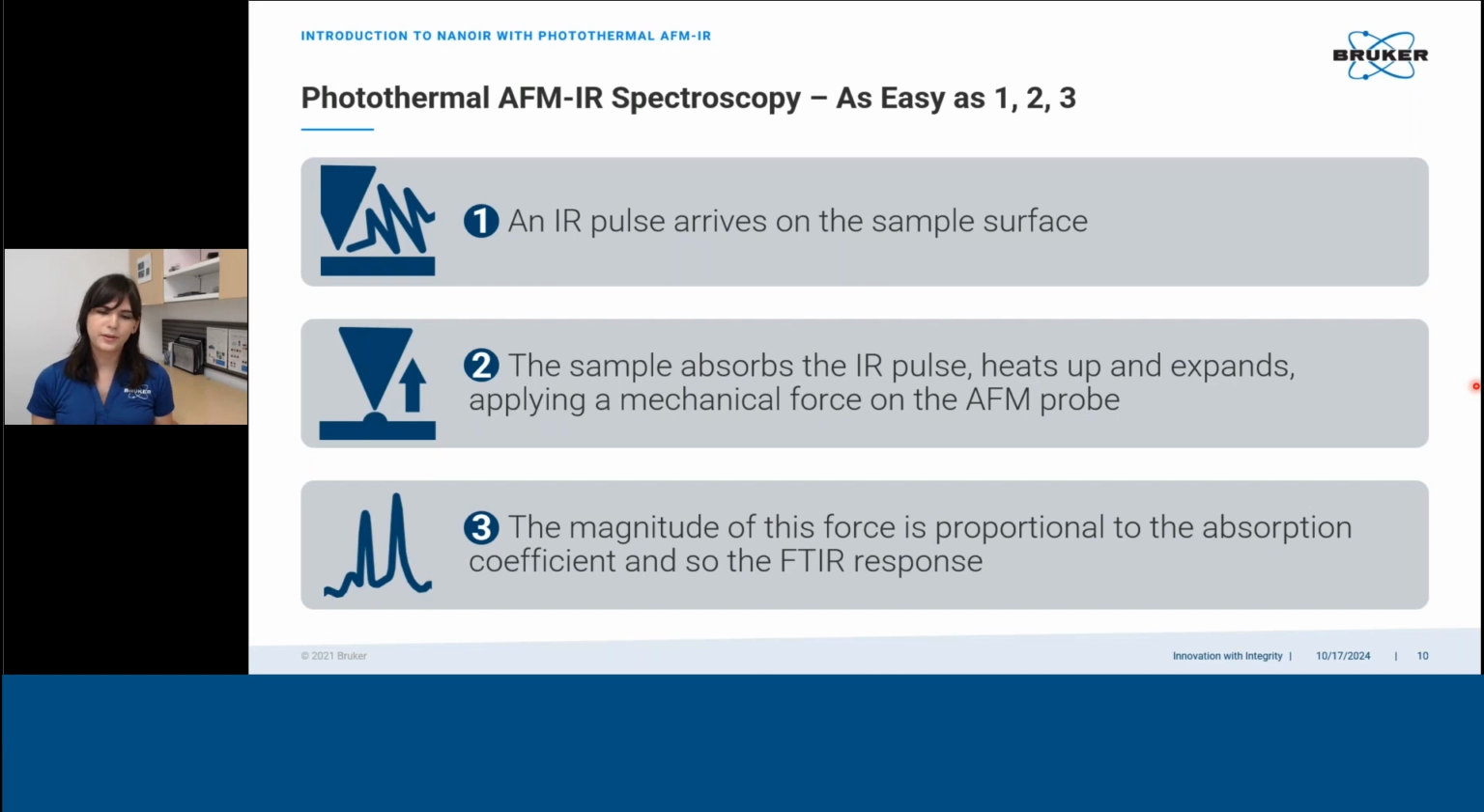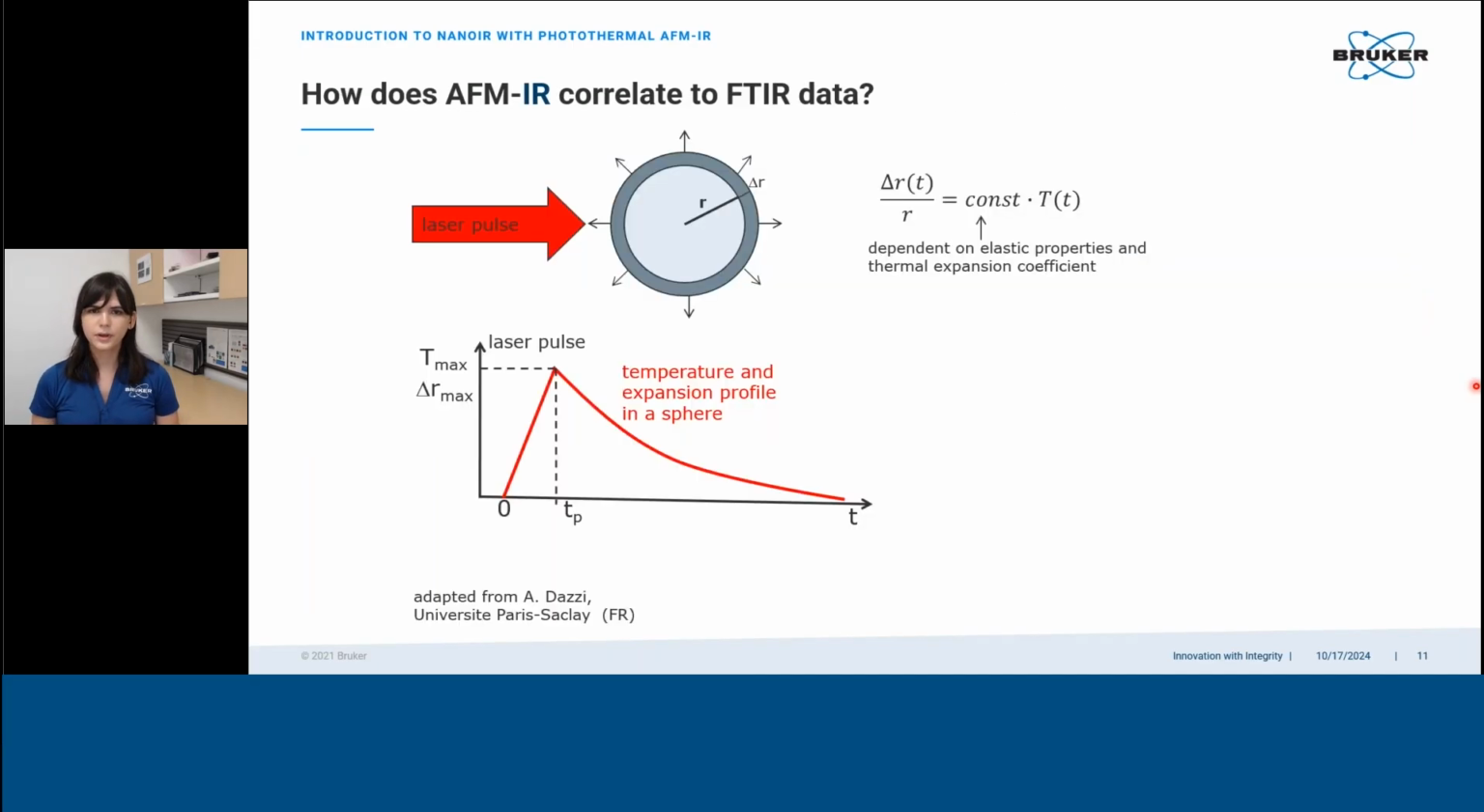And it turns out that the magnitude of this force is directly proportional to the absorption coefficient, which is what you measure through FTIR. So just by looking at the maximum of that ringing signal in the cantilever, we can measure out a spectrum on the size scale of an AFM probe that correlates beautifully with FTIR. So we talk about that it does correlate. What exactly is happening from a loose mathematical perspective here?